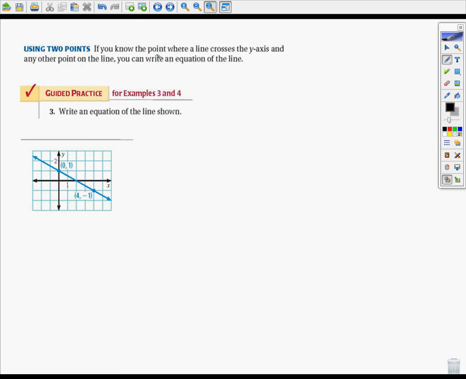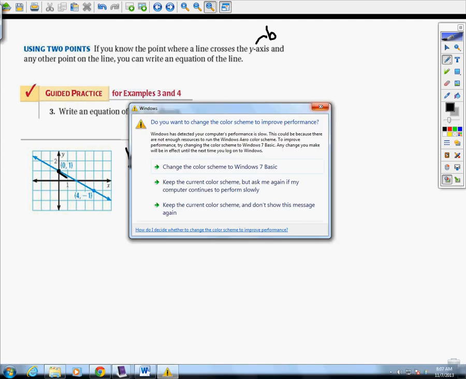Next, it says if you know the point where the line crosses the y-axis, which is the y-intercept, and another point, any other point on the line, you can write the equation of the line. Because we know if we have 2 points, the y-intercept included, we can find the slope. So they're giving you this information right here. I can tell right away that my y-intercept is 1. So I'll write that down.